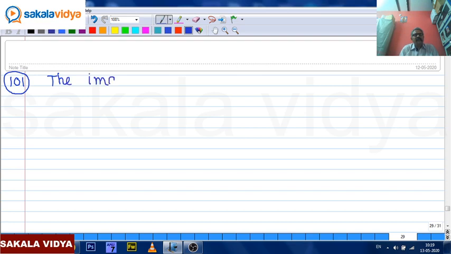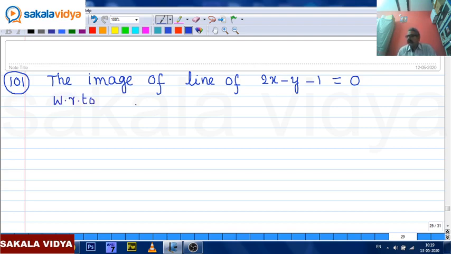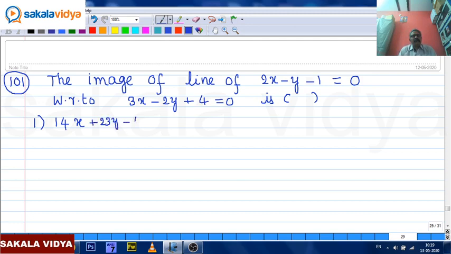The image of line 2x minus y minus 1 is equal to 0 with respect to 3x minus 2y plus 4 equals to 0 is: first option, 14x plus 23y minus 40 equals to 0.